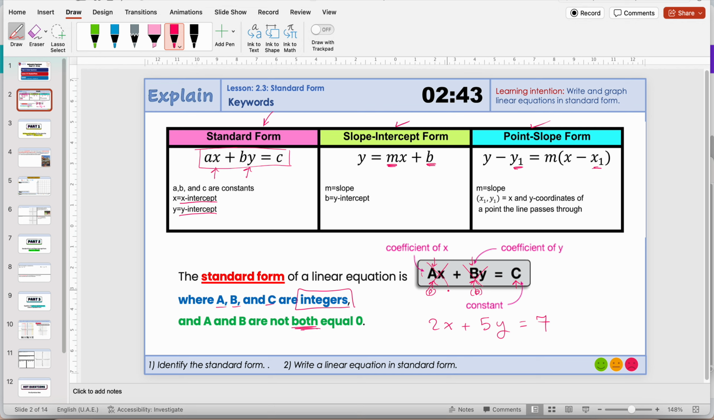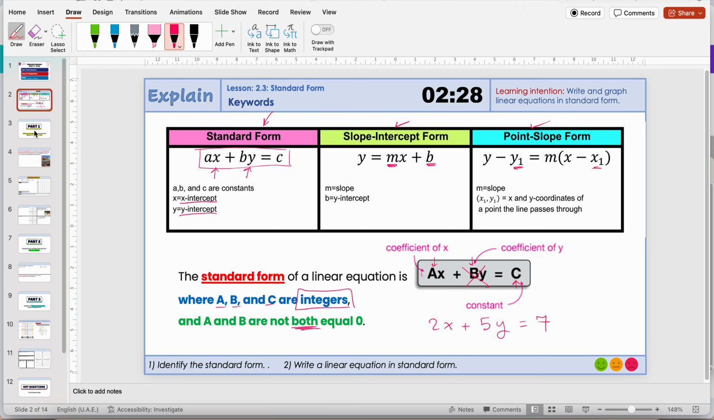One of them can be zero and the other one should be there, or maybe B is 0, so the y is cancelled, and the other one should be there. At least one variable should remain.